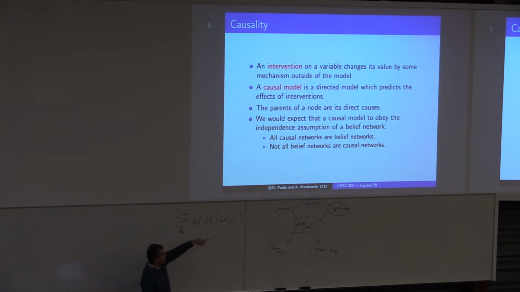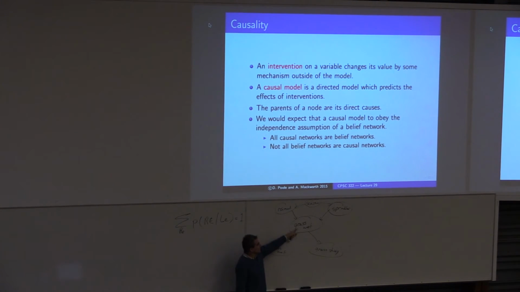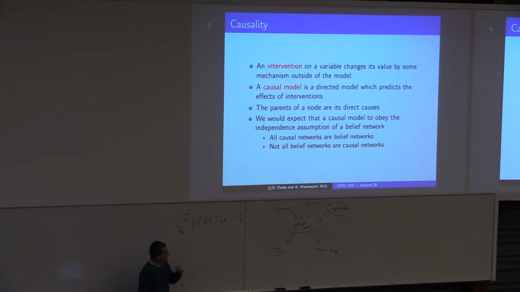And we'd expect a causal model to obey the independence assumption of a belief net, because if you knew the direct causes, then everything else is irrelevant. So you'd expect a causal model to obey the belief network, but you wouldn't expect all belief networks to be causal networks, because we just chose an arbitrary ordering. The Bayes net just lets you have an arbitrary ordering, and not all of them are causal.